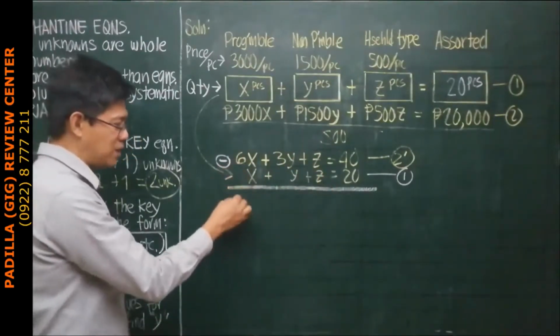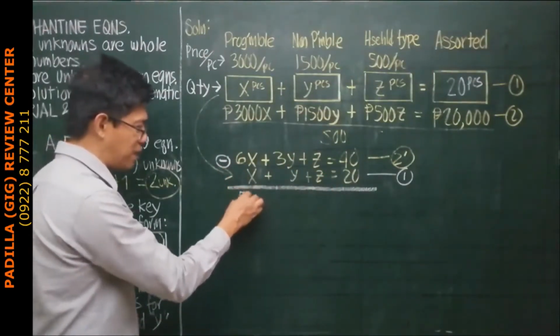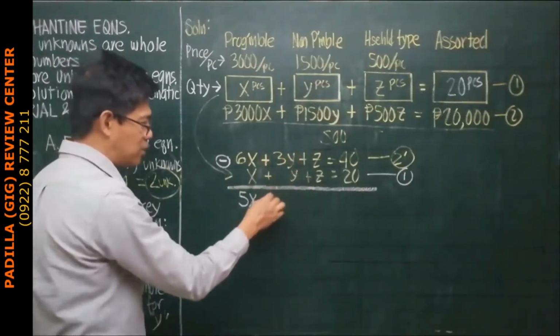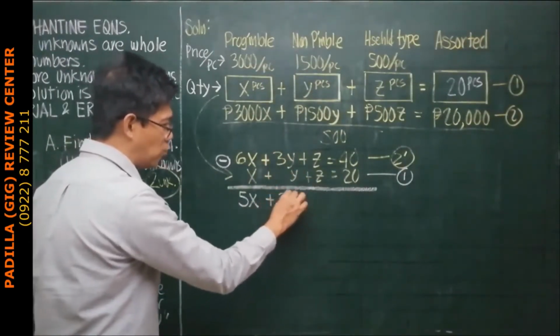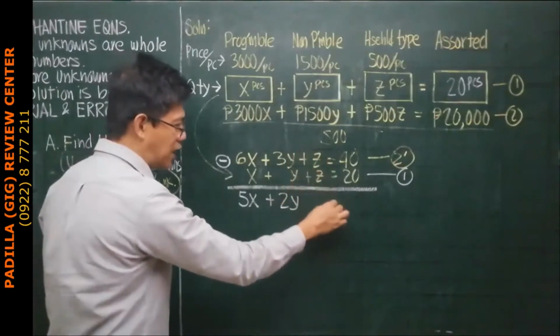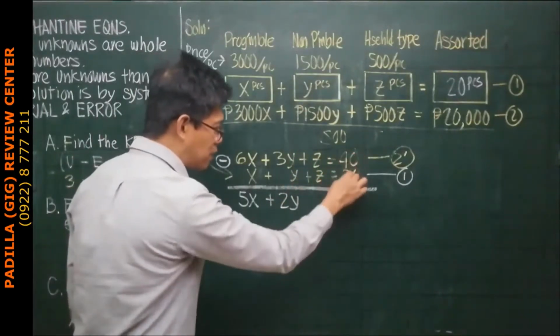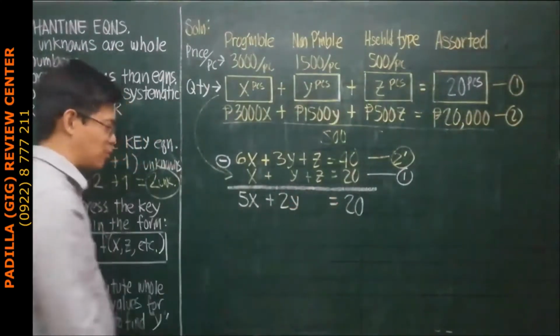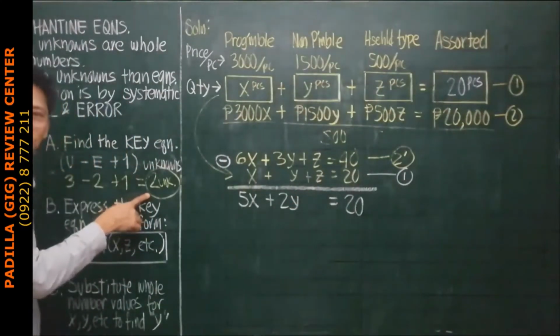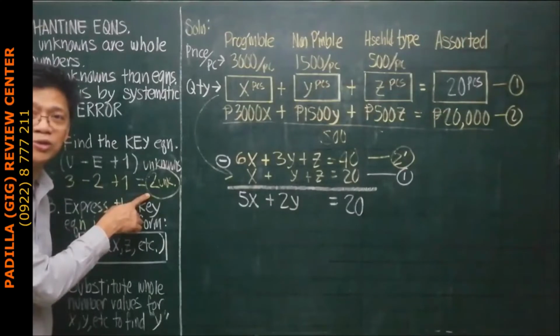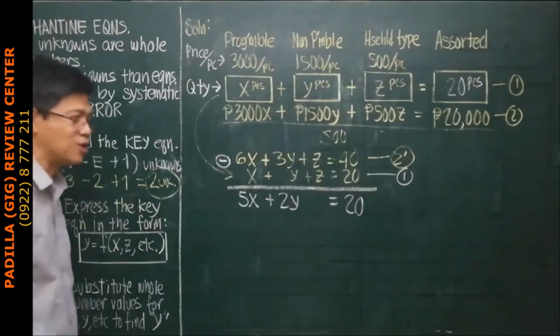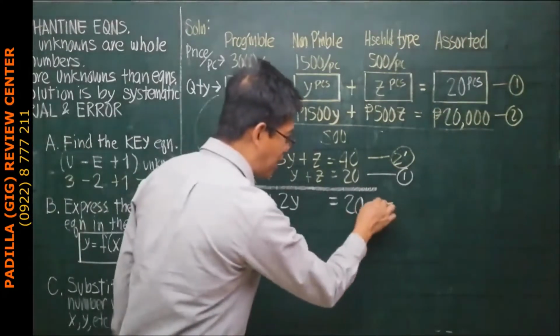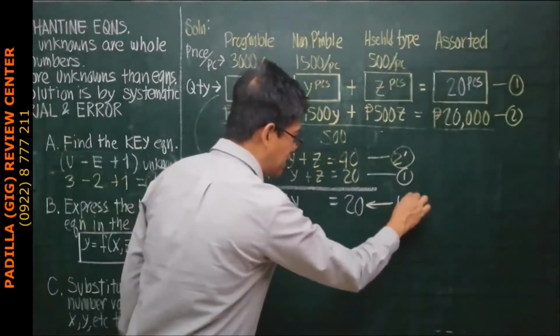So 6x minus x is 5x. 3y minus y is 2y. Z minus z cancels. 40 minus 20, 20. This equation contains now the required number of unknowns to qualify as a key equation. This is now our key equation.